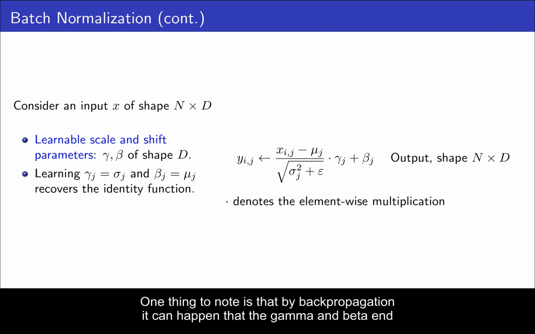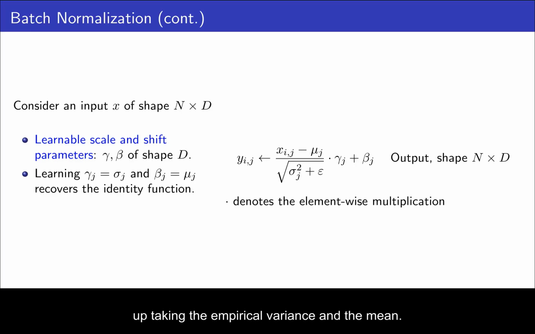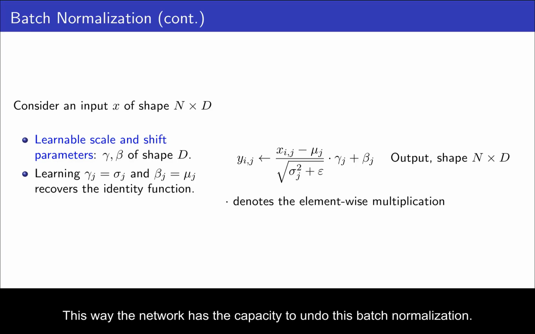One thing to note is that by backpropagation, it can happen that the gamma and beta end up taking the empirical variance and the mean. This way, the network has the capacity to undo this batch normalization. So that's why a batch normalization can act as an identity function.